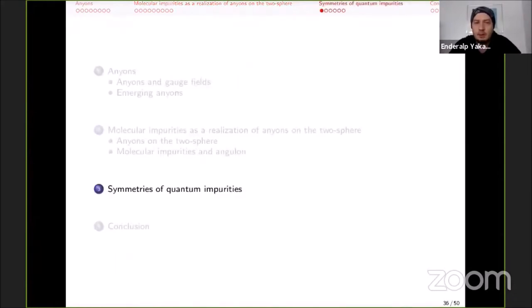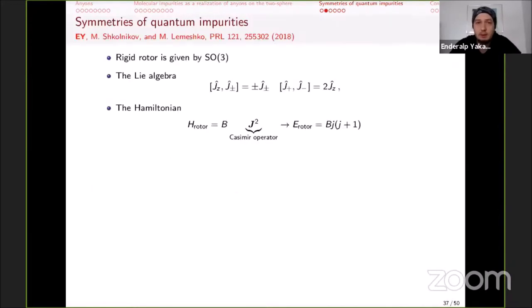Okay, now let me slightly change the focus of my talk. Let us talk about symmetries of quantum impurities, in particular about molecular impurities. So at the moment, forget about all these impurities and phonons and so on. Just consider a linear molecule. A linear molecule is, in fact, just a rigid rotor in this sense. Or let us consider just a single rigid rotor.